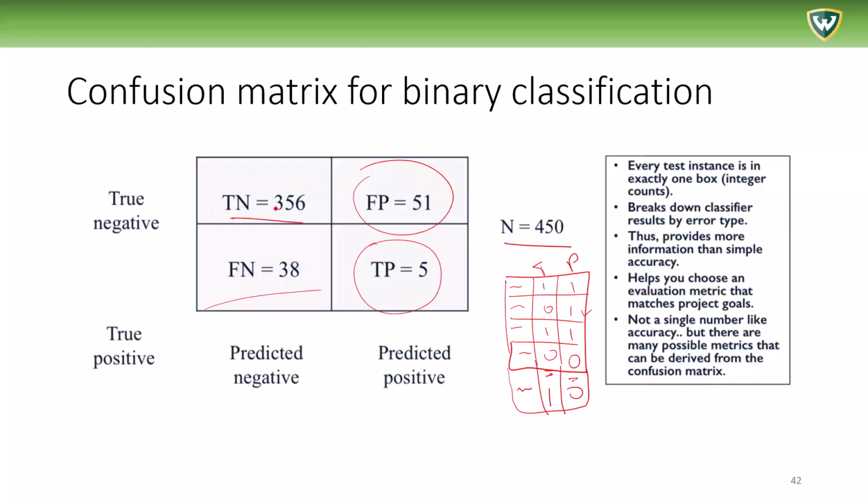What's the true negative rate? Well, true negative rate is 356 divided by 450, right? What's the true positive rate? True positive rate is 5 out of 450. Now the thing is, it's going to depend also on how many instances you have in your data. So you've got to be careful, consider that. How many false negatives? 38. How many false positives? 51.